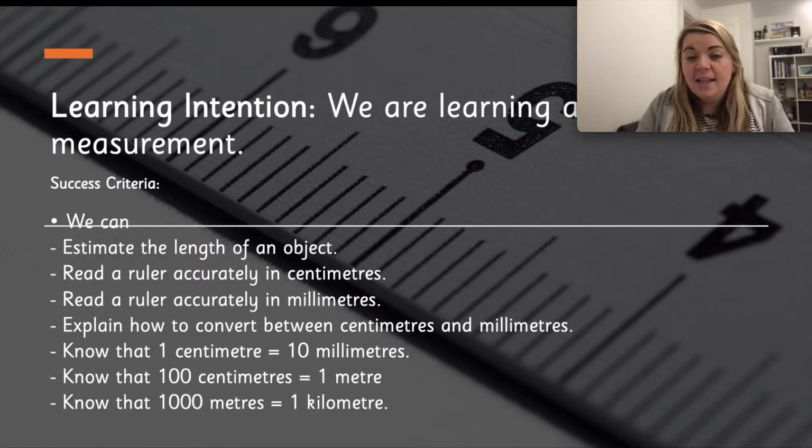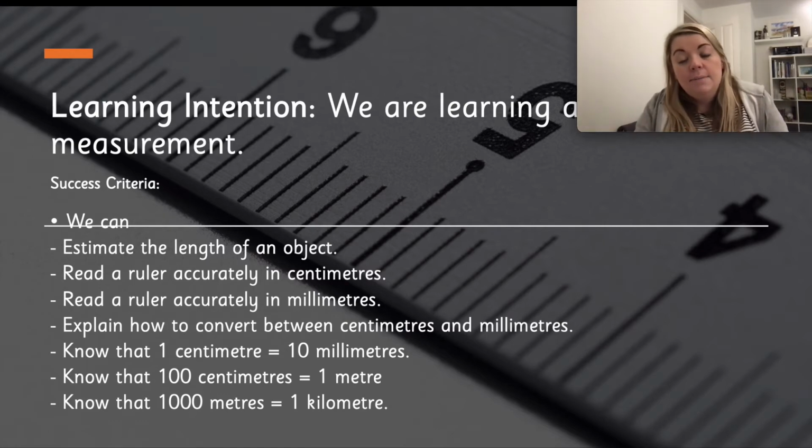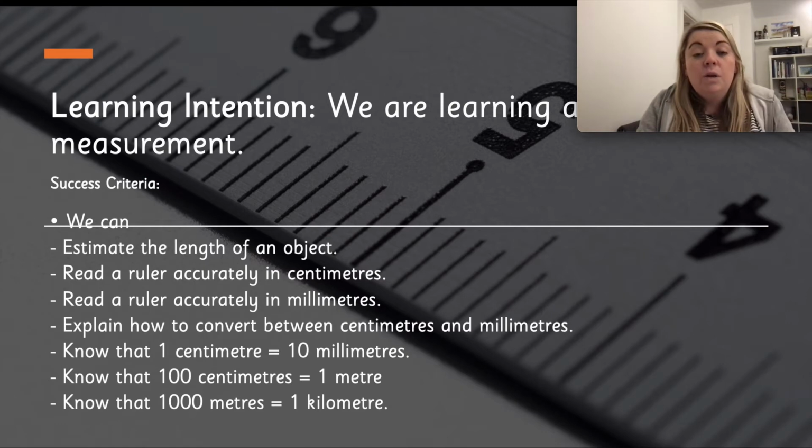So we're learning about measurement. We can estimate the length of an object, read a ruler accurately in centimetres, read a ruler accurately in millimetres. We can explain how to convert between centimetres and millimetres. We know that 1 centimetre is the same as 10 millimetres. We know that 100 centimetres is the same as 1 metre, and 1,000 metres is the same as 1 kilometre.